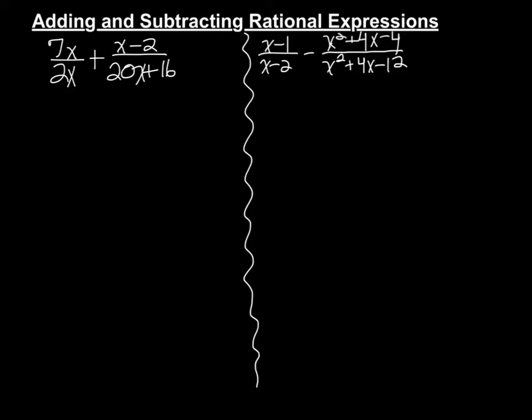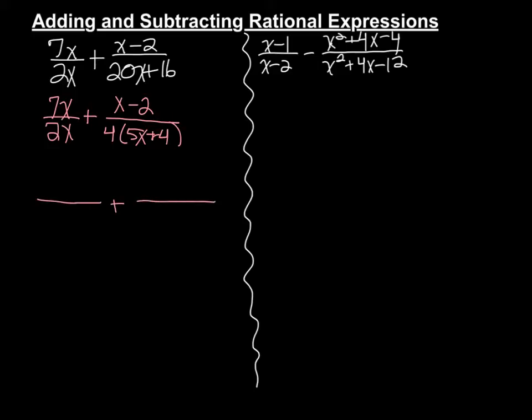When adding and subtracting rational expressions, what we first need to do is factor everything completely. So in this first example, there's nothing to really do here. But in the second one, I can factor out a 4, and that would leave me with a 5x plus 4 in the denominator. Now what I want to do is find a least common denominator for both of these fractions.